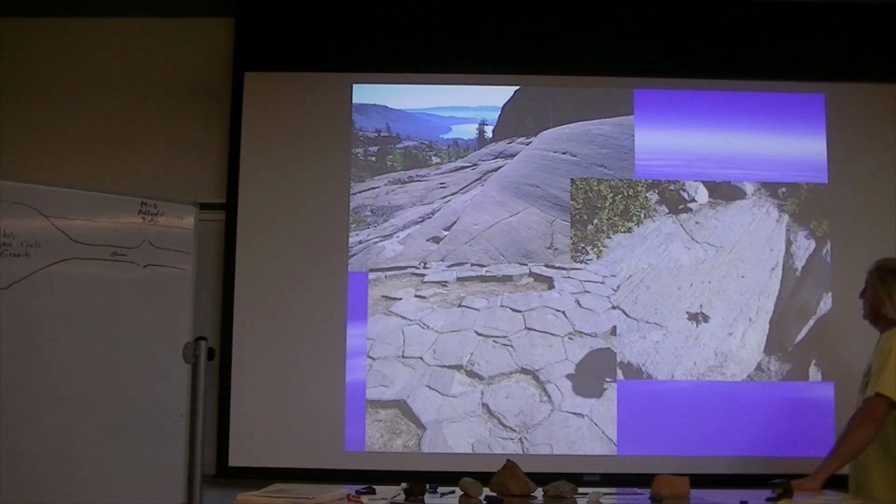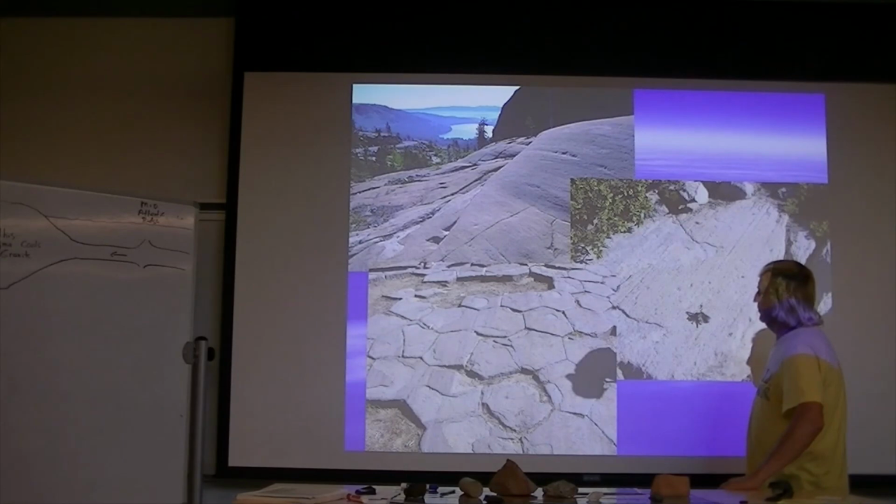The rocks are polished in some places. Big gouges are left in them. So this is why geologists have always known about the glaciers and that the ice ages occurred.